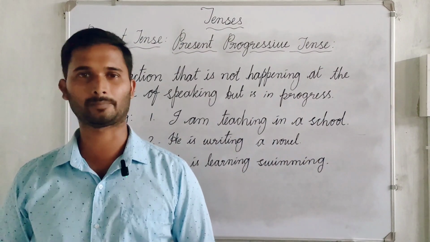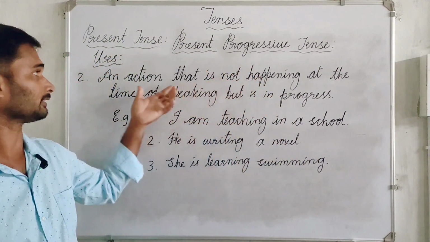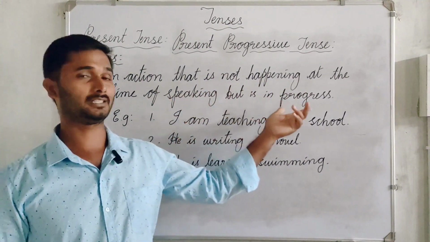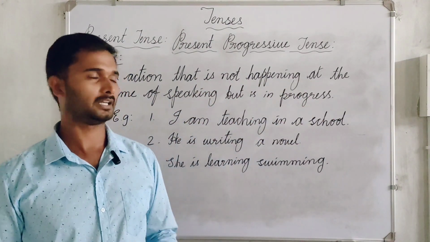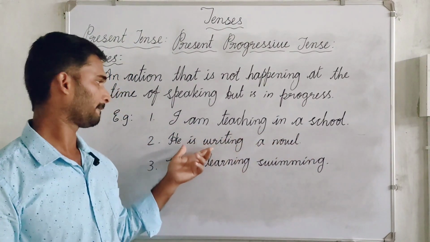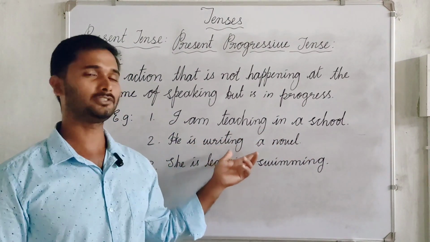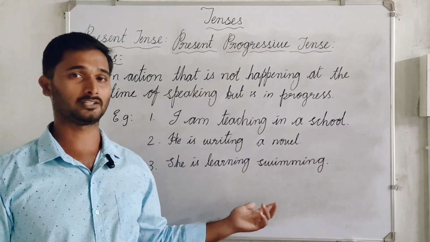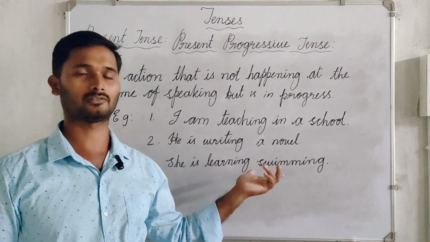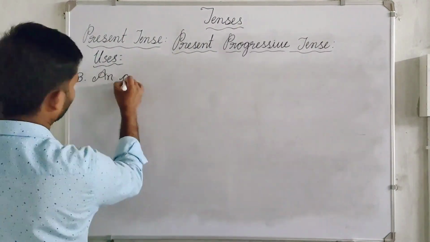The second use of the present progressive or present continuous tense: an action that is not happening at the time of speaking, but it is in progress. Here are a few examples. I am teaching in a school. He is writing a novel. She is learning swimming. These show that the actions are not being done right now, but they are in progress.